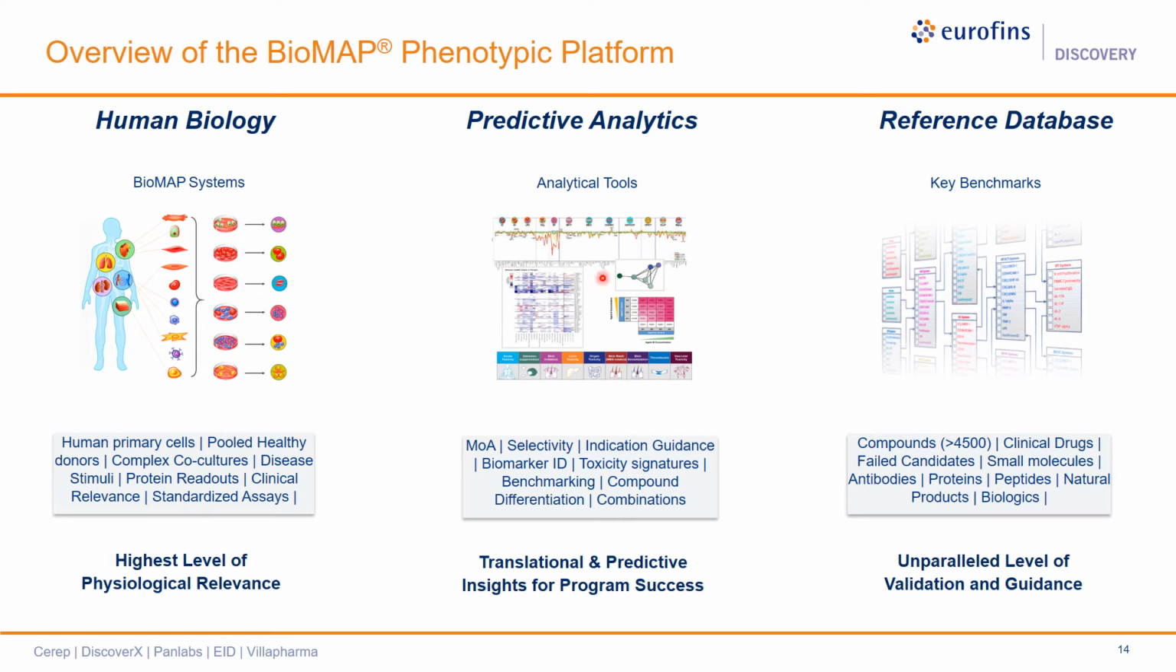The resultant data is visualized using our proprietary and predictive analytical tools to gain insights on mechanism of action, identify efficacy and safety-related biomarkers, and enable comparative benchmarking analysis. The BioMAP reference benchmark database contains activity profiles for more than 4,500 non-proprietary agents, including clinical drugs, failed candidates, and other benchmarks representing both small and large molecules. This database serves as a repository for thousands of mechanistic signatures that are leveraged to analyze and interpret the activities of new compounds.